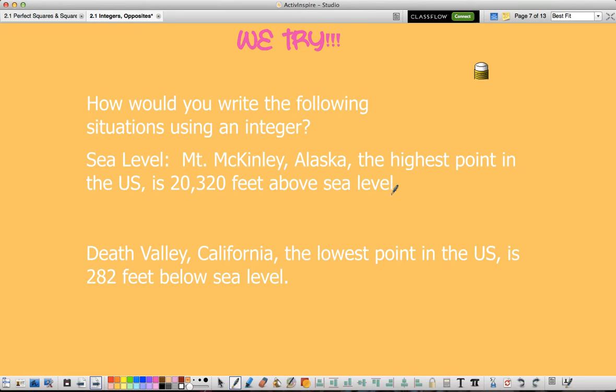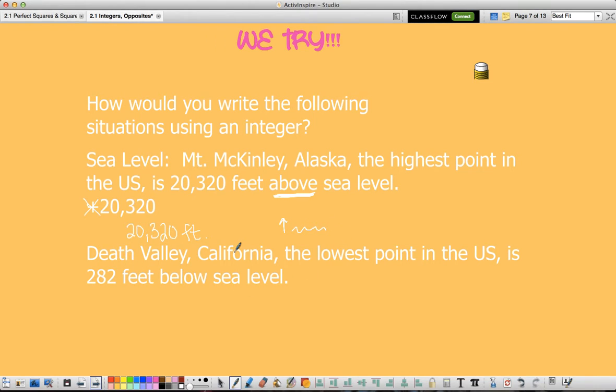All right, so let's go ahead and give this one a shot again. So we have Mount McKinley in Alaska, which is the highest point in the U.S. It's actually 20,320 feet above sea level. Since it's above sea level, I know that it has to be a positive number. But remember, we don't write that positive symbol. We just write it as 20,320 feet. Okay, and since it's positive, that implies that it is, in fact, above sea level.